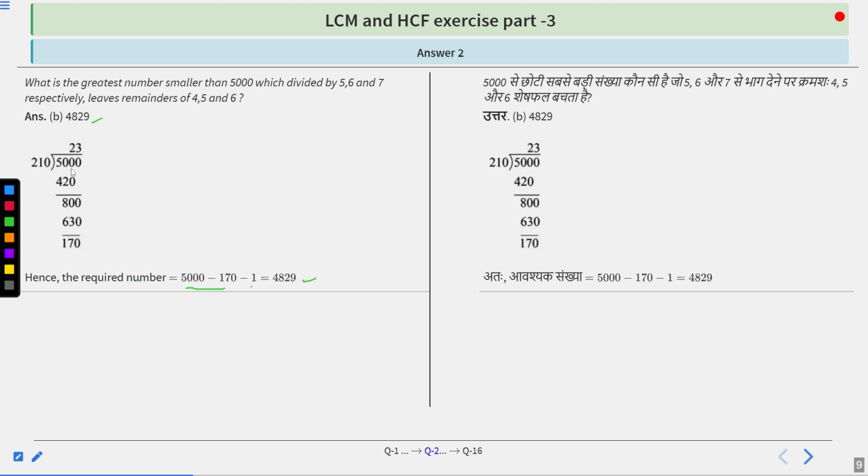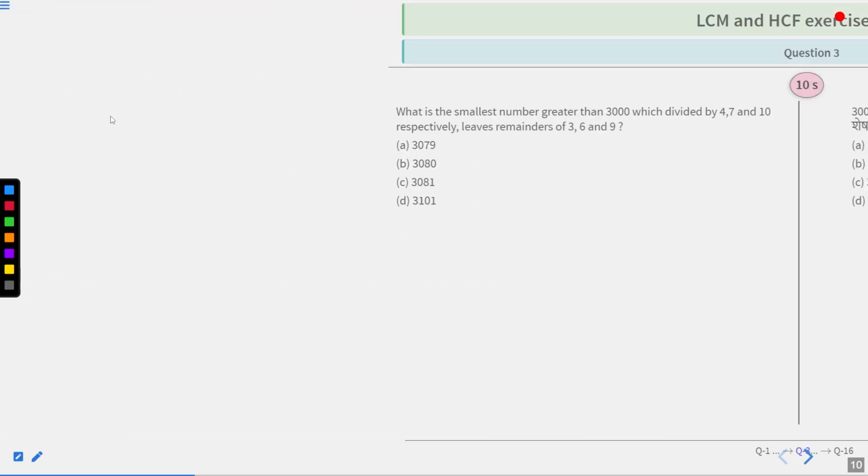We are dividing 5000 by the LCM of 5, 6, 7, that is 210, because we have to take the number smaller than 5000. So whatever remainder we get after dividing, we have to subtract that from the dividend. 5000 minus 170 minus 1 is equal to 4829. That is option B.